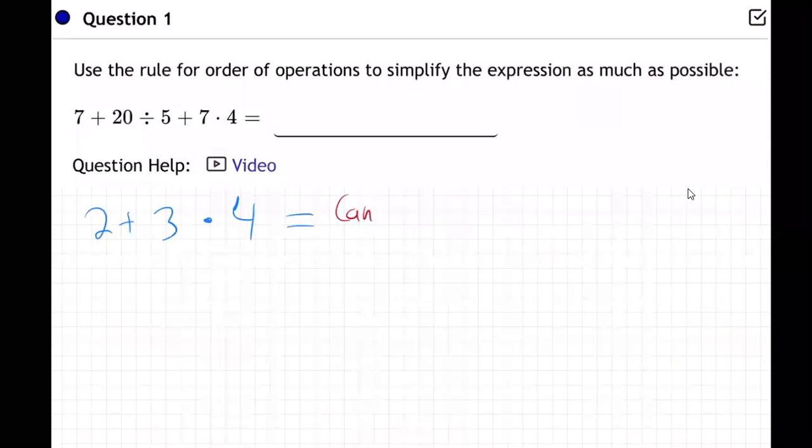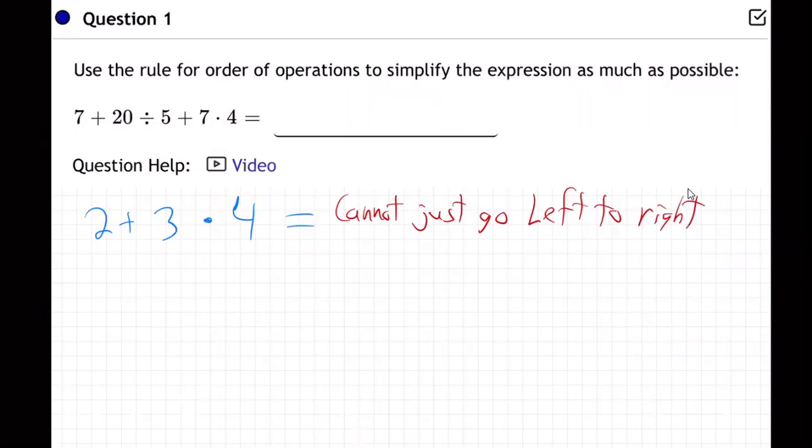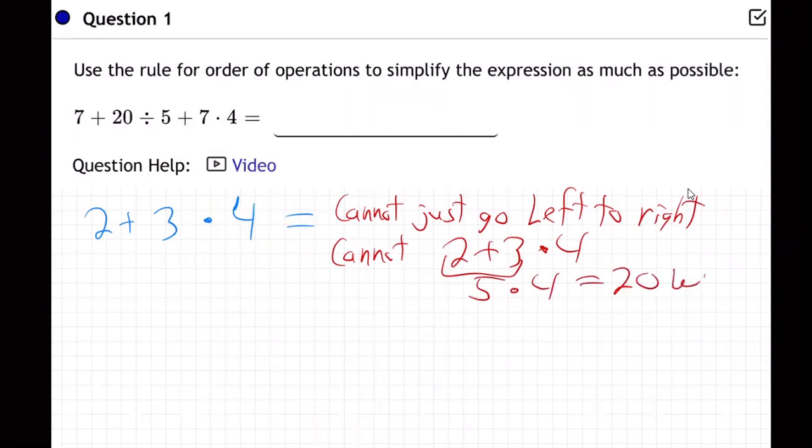You cannot just go left to right. Remember, you can't just go left to right. You cannot do it like this. You cannot go 5 times 4 is 20. That's wrong. So that is not correct. You cannot do that. That's not allowed. Why not? What do you have to do instead?